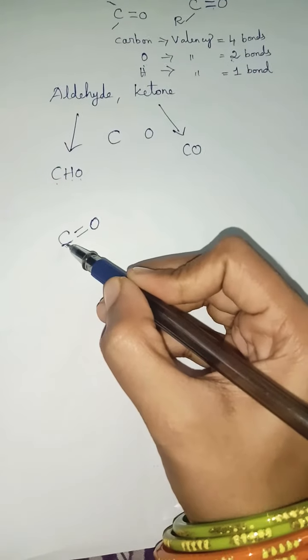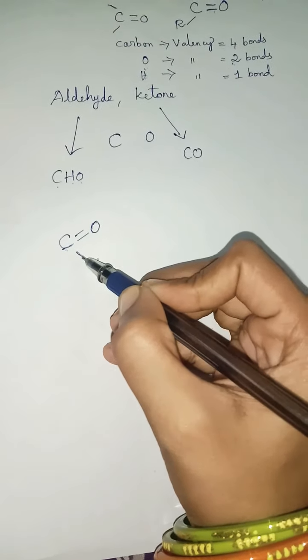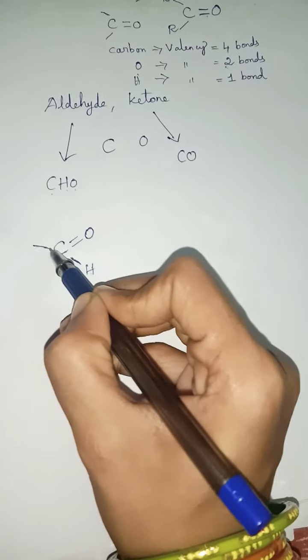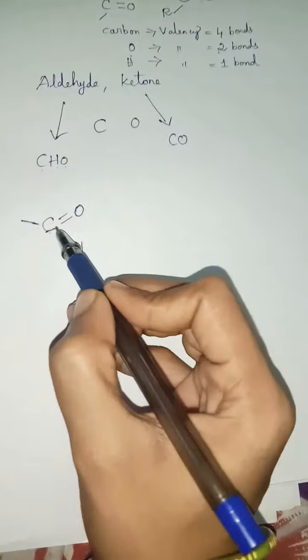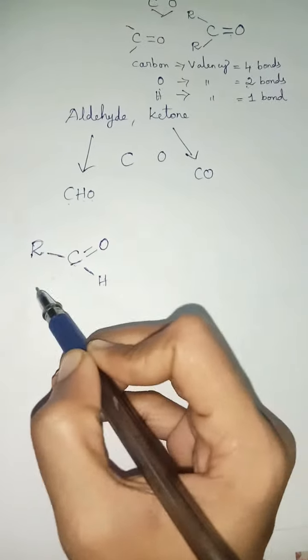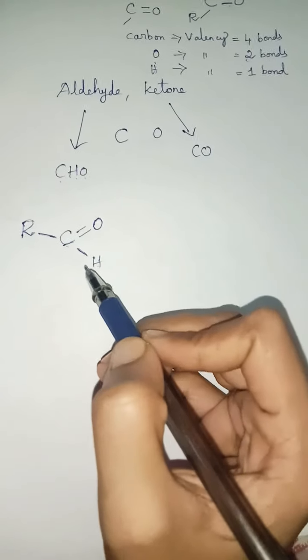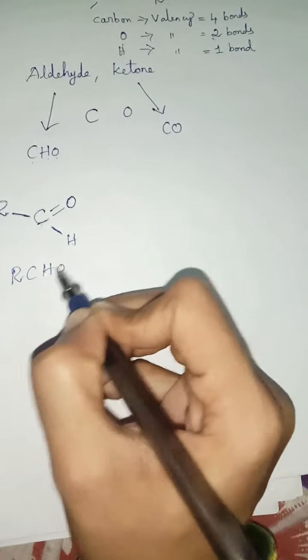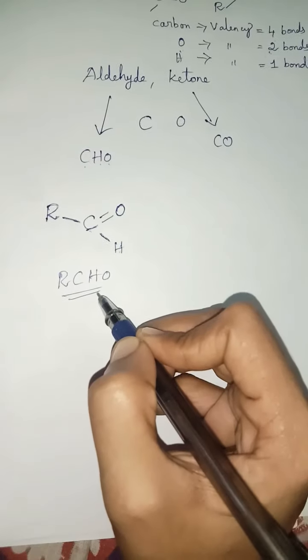For carbon, now count here 1, 2, 3. But carbon valency is 4, so you have to write 1 more bond. Here we write one alkyl group to complete the structure of the aldehyde. So how will the aldehyde be represented? RCHO. This is the formula for aldehyde.